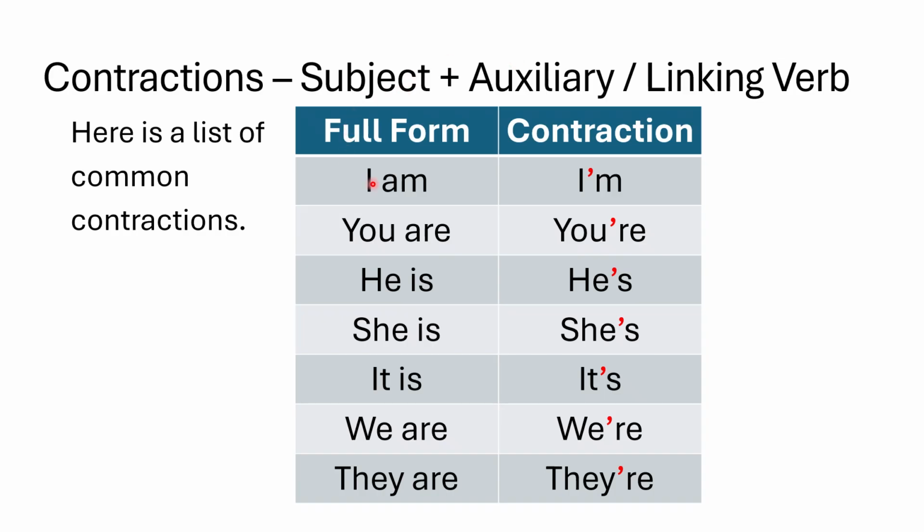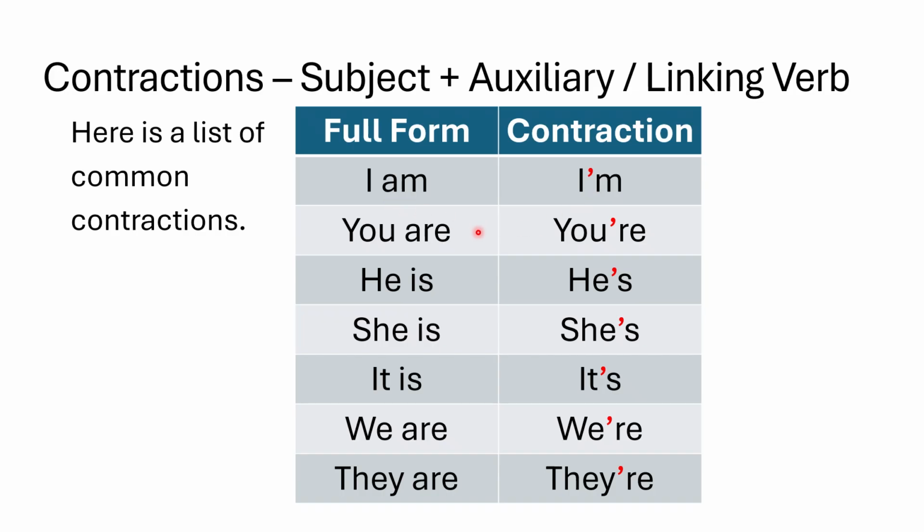Remember, when 2 words are separate, they are in their full form. I will read the words. I will pause. When I pause, you say the words. I am. I'm. Notice the apostrophe replaces the missing letter A.